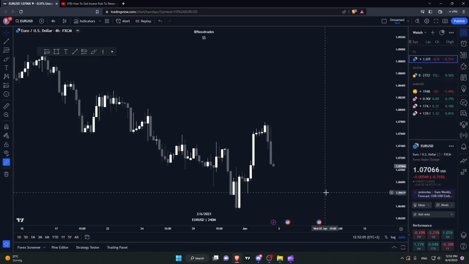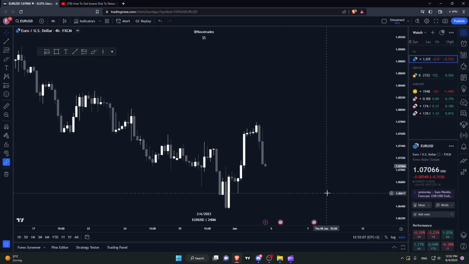Yo, what's up, gang? This is a trade recap of the trade we took on Friday, which made me pass my FTMO and TFF challenge.